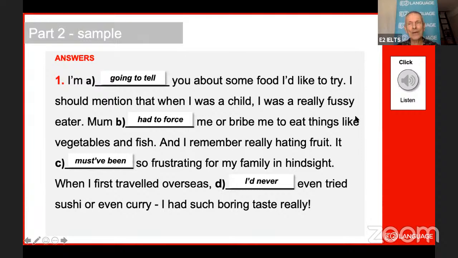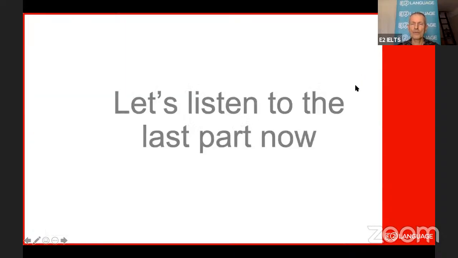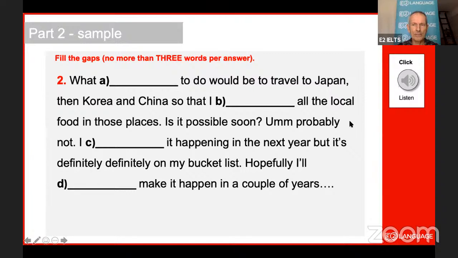Doesn't sound good, does it? But it's quite nice the way in which he just starts off by saying when he was a kid, he hated eating anything apart from 1 or 2 dishes. But obviously he's got more adventurous. So let's listen to the last part again. And you've got to fill in the gap there. Let's do that first and then we'll listen.